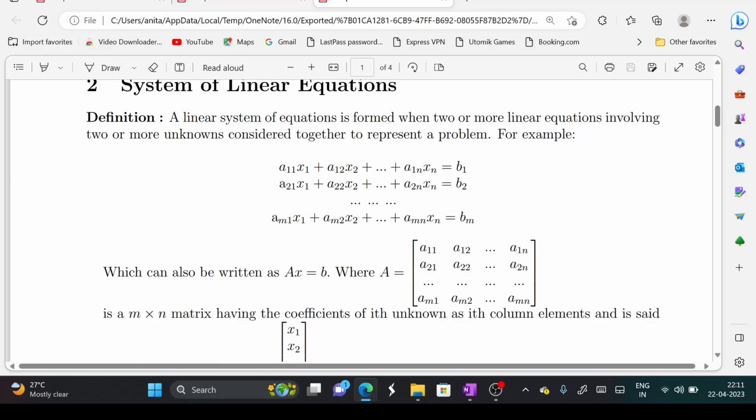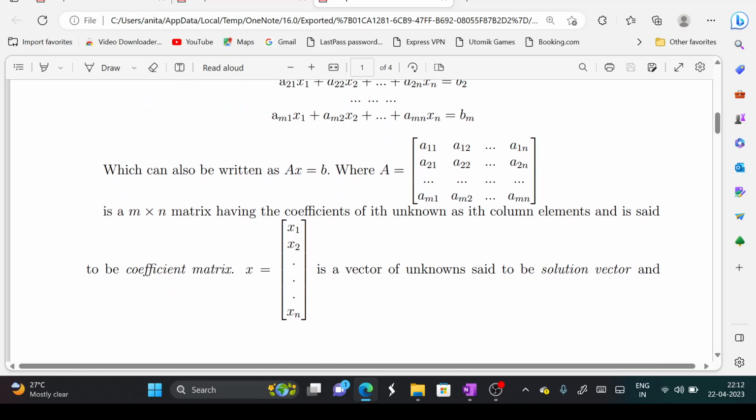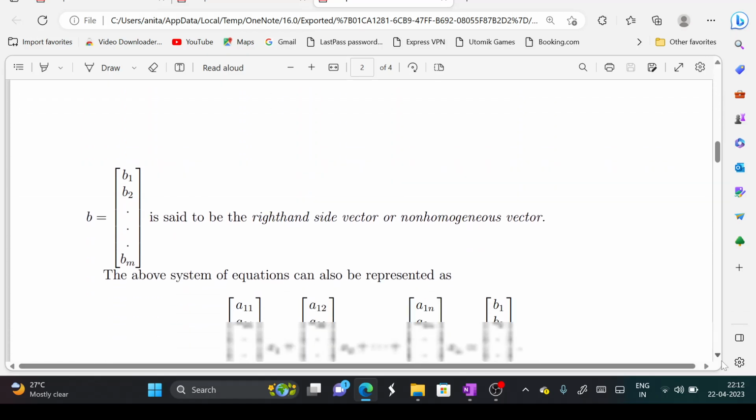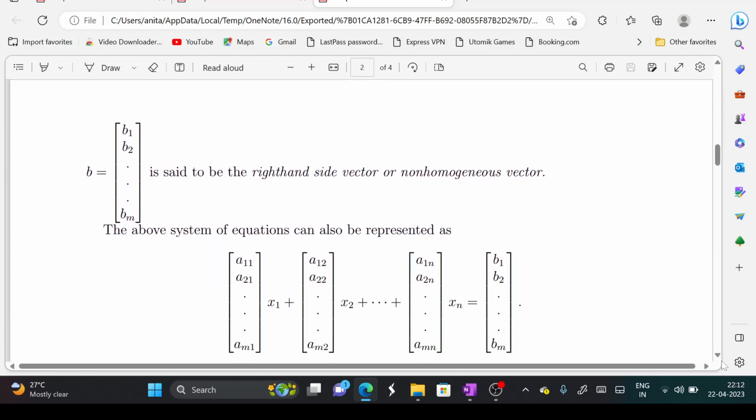If we consider two or more linear equations having two or more variables together to represent a problem, then it is said to be a linear system of equations. Here is an example, where A is the coefficient matrix. This system of equations can be written in matrix form as Ax = B, where A is the coefficient matrix, x is the solution vector, and B is the RHS vector, that is, the right hand side vector or non-homogeneous vector.